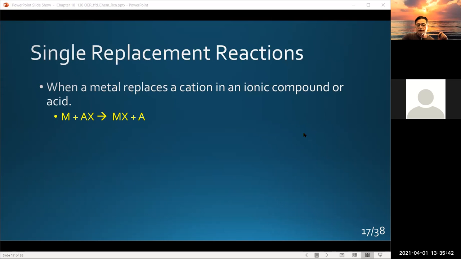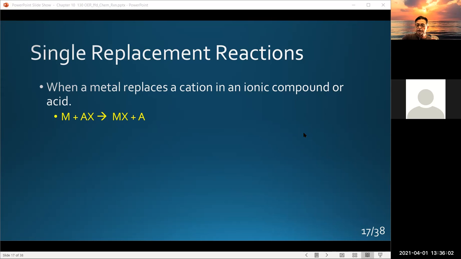All right, single replacement reaction. We also have a stepwise procedure for this particular reaction. Now, here's a generic formula. We got M plus AX to give us MX plus A.